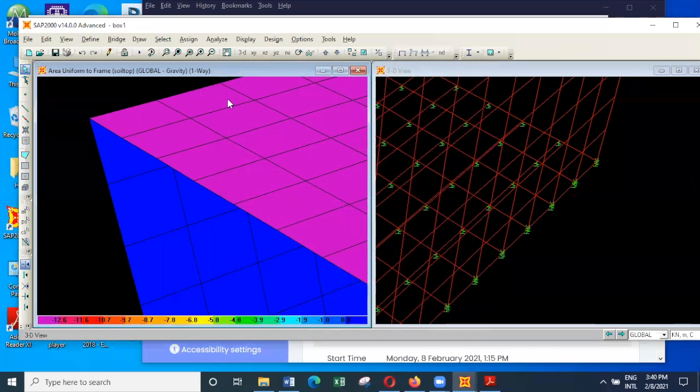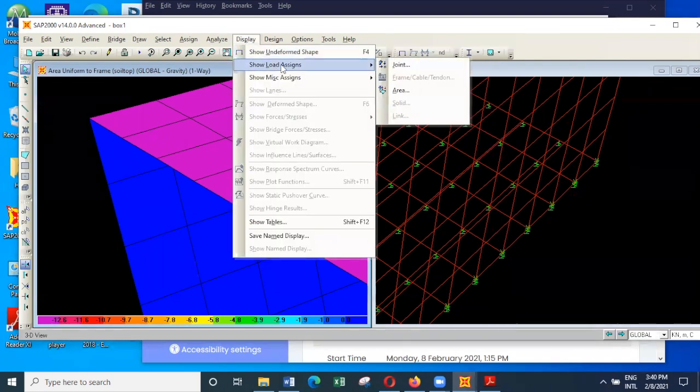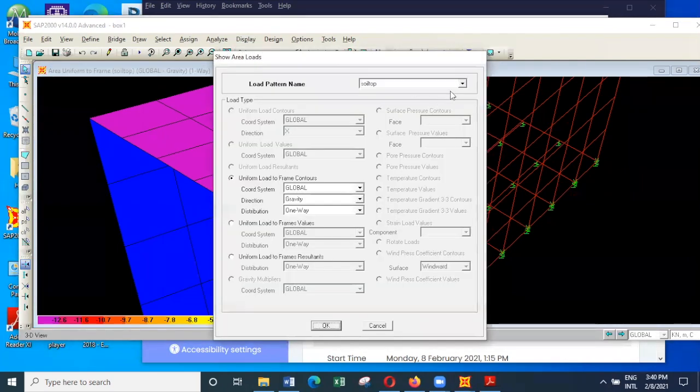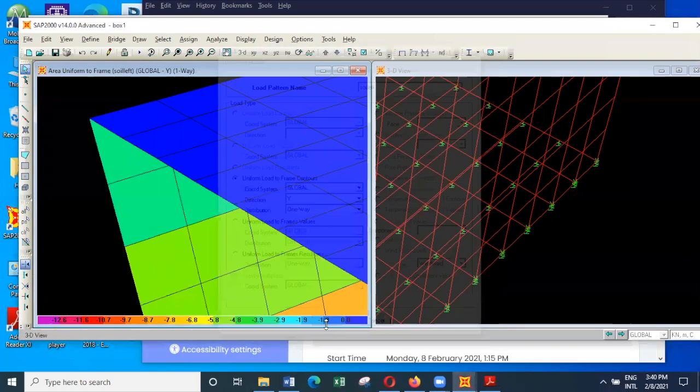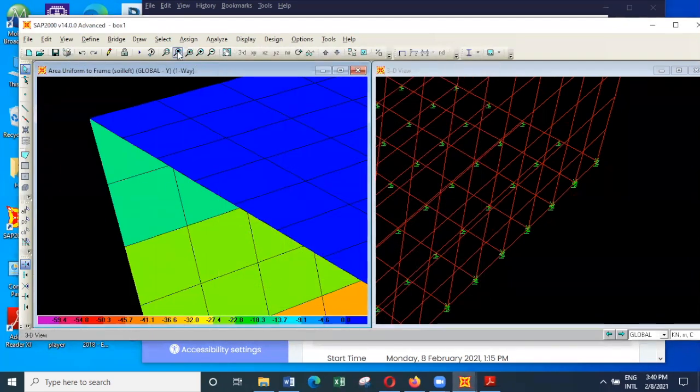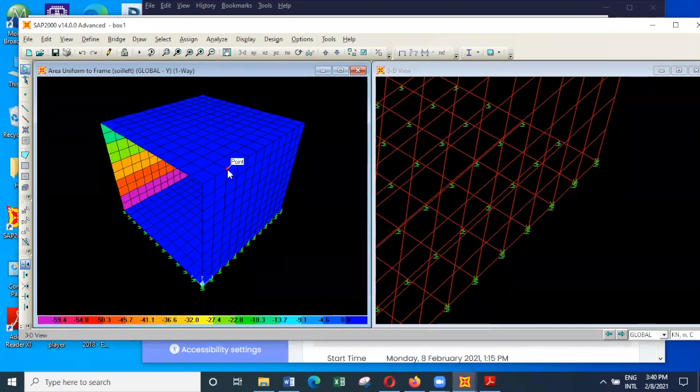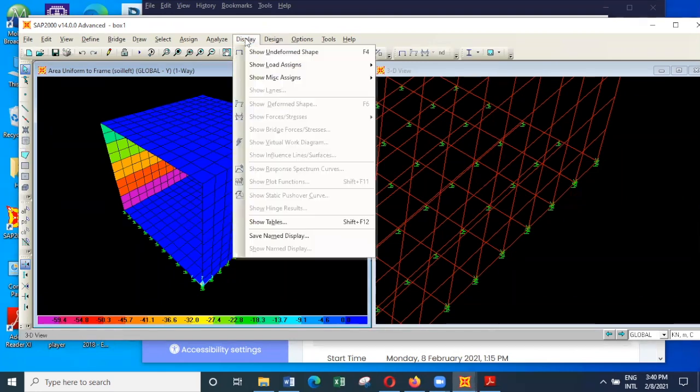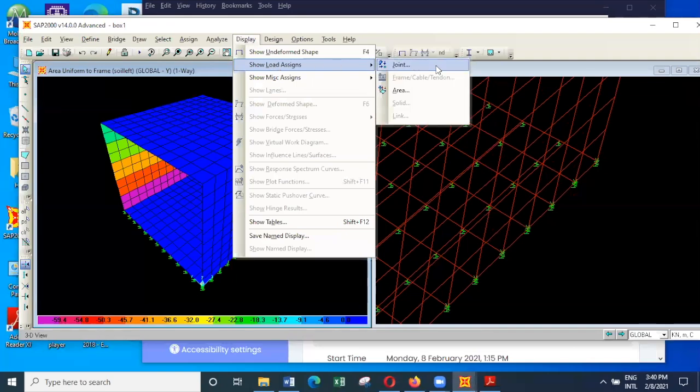And then you can also consider the loads on soil left in y direction. And here you can see the loads are varying with the height. And similarly on this side also you can get the loads varying with the height. And then at the bottom, I have not applied any load.